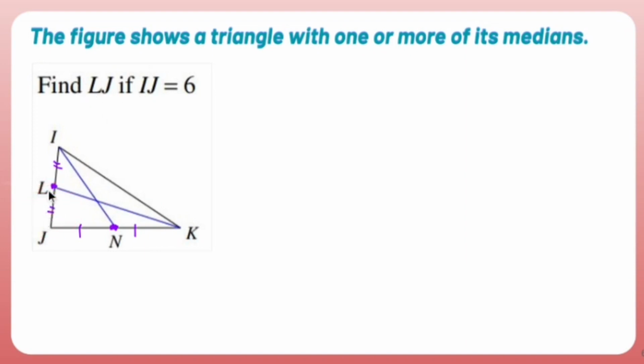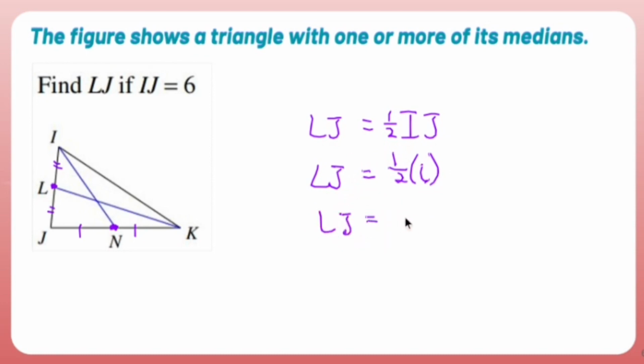Find LJ, which is you, if IJ is 6. All right, not so bad. This whole side is 6. This is the midpoint, which means LJ is going to be half of the entire side. So LJ is going to be half of 6, which means LJ is 3. Dunzo funzo.